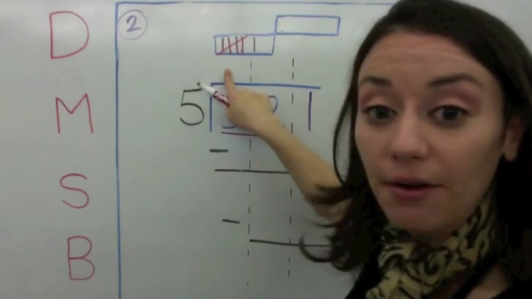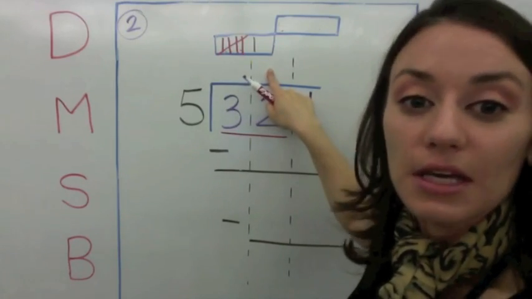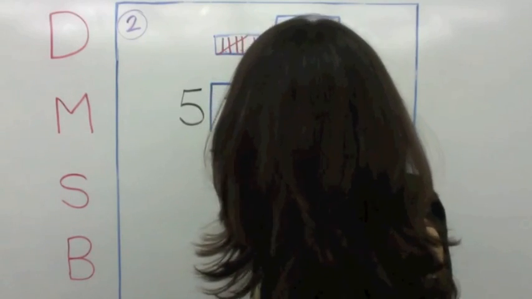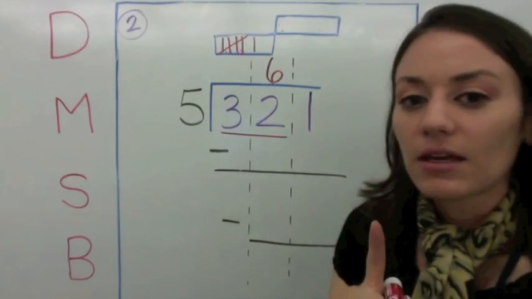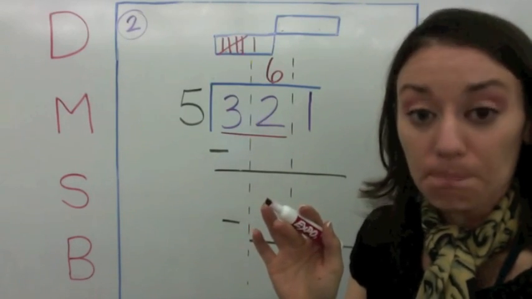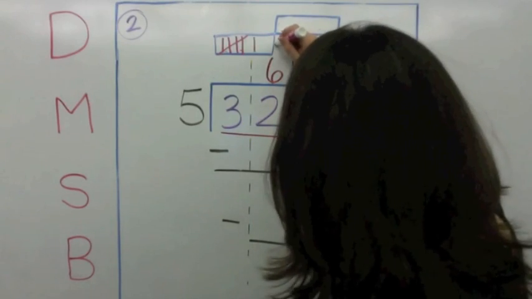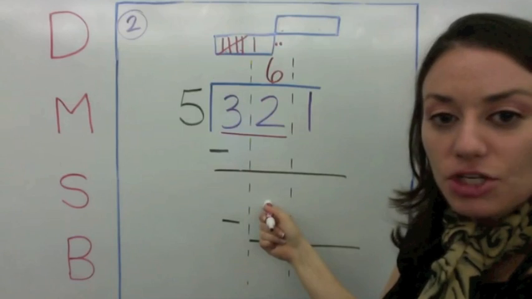Does the 6 go here? Does the 6 go here? Yes. So the 6 goes here above the 2, because that means that 5 goes into 32 6 times. How many do you think are going to be left over? If you're at 30, how many are left over to get to 32? You say 31, 32. So you know that the remainder has to be what?